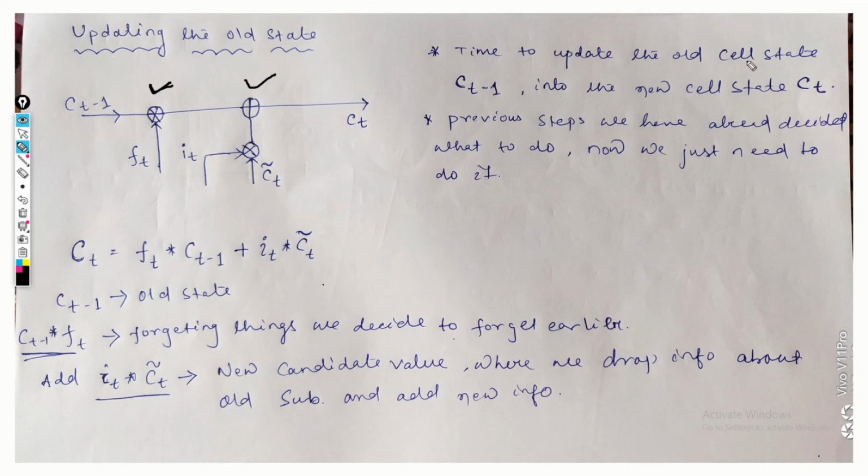This time to update the old cell state, we have to update whatever the output coming from the previous cell state into the new cell state. So the new cell state, Ct, is the new cell state. So how are we going to update? Let's see. In the previous steps we have already decided what to do. Now we just need to do it.